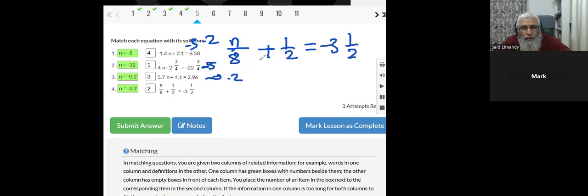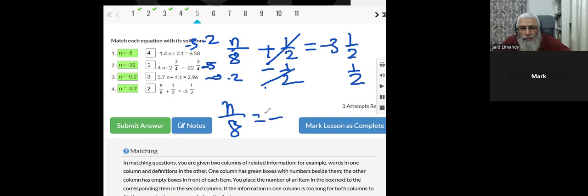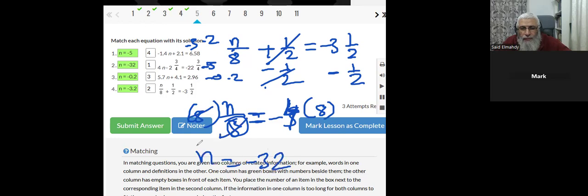So n over 8 plus 1 half equals negative 3 and a half. We subtract 1 half from both sides. So n over 8 equals negative 4, since we add the numbers. Then we multiply both sides by 8. This cancels out, so negative 32. The last one should be negative 32, yes.